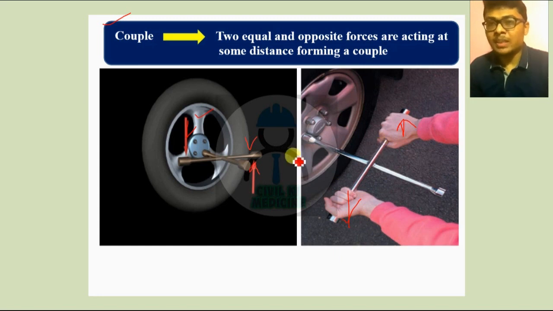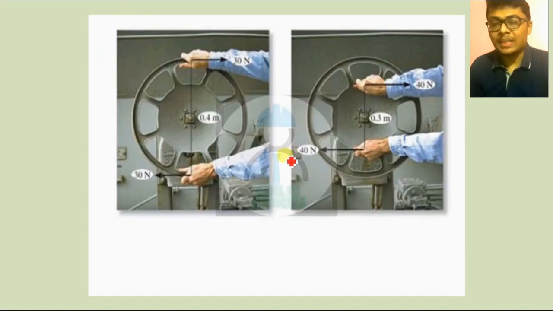The couple is very important in engineering mechanics, as well as in our daily life. In our daily life there are many applications of couple in different work. This is an example of the application of couple: suppose the steering of a car. A couple is applied in the steering of a car. And a couple depends on the magnitude of the force as well as the distance between them.